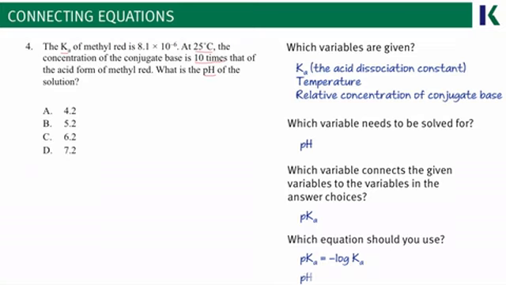What is the equation that links pKa, relative concentrations, and pH? In this case, it's the Henderson-Hasselbalch equation, which states that the pH of a solution is equal to the pKa of the acid being used plus the logarithm of the ratio between the conjugate base concentration and the acid concentration. So again, we've accomplished the learning goal. We know we're using the Henderson-Hasselbalch equation, but let's solve for an answer.